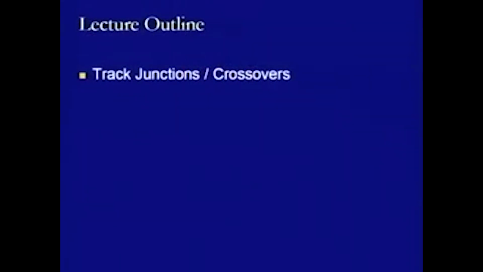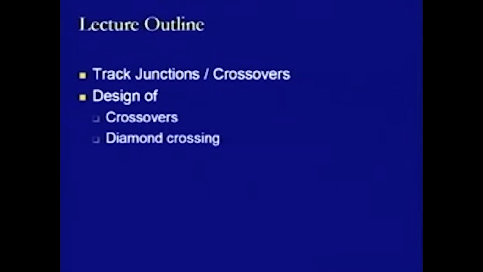In continuation of the same, today we will be looking at the composition of two tracks and how the tracks are jointed together, which is known as track junctions, and the specific design of some types of track junctions. The lecture has been outlined in this form. We are discussing track junctions. These are also known as crossovers, and we will be looking at the design of crossovers and diamond crossing. These are the two types of track junctions which we will specifically take for design purposes.